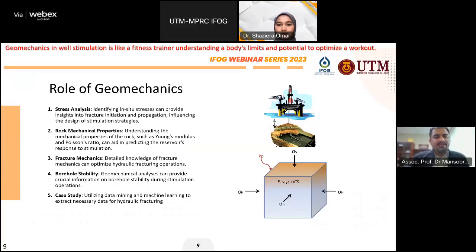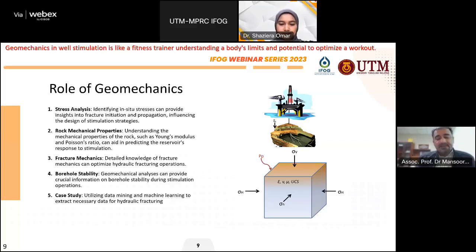Role of geomechanics. Geomechanics plays a vital role in optimizing well stimulation. Let's explore some of the key ways geomechanics contributes to this process. Firstly, stress analysis is crucial. Geomechanics helps in identifying the in situ stresses, providing valuable insight into the fracture initiation and propagation. These insights can influence the design and execution of stimulation strategies, helping to optimize the results.